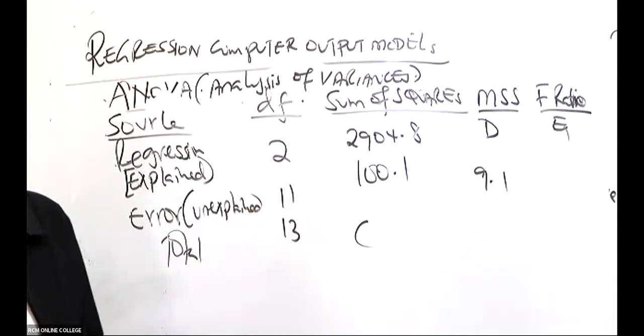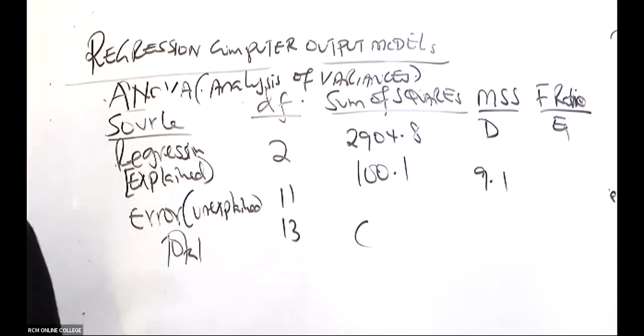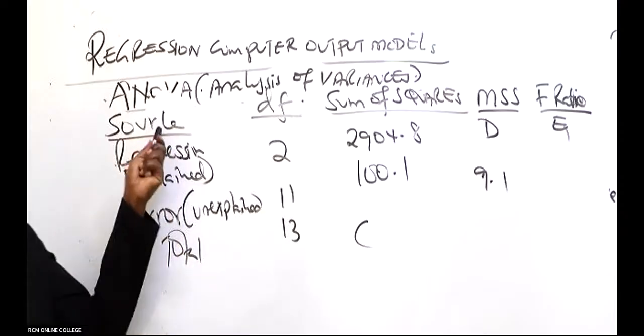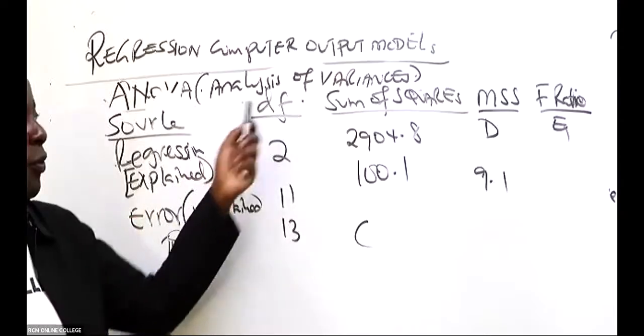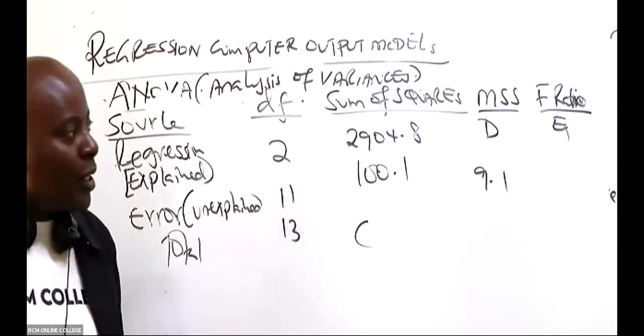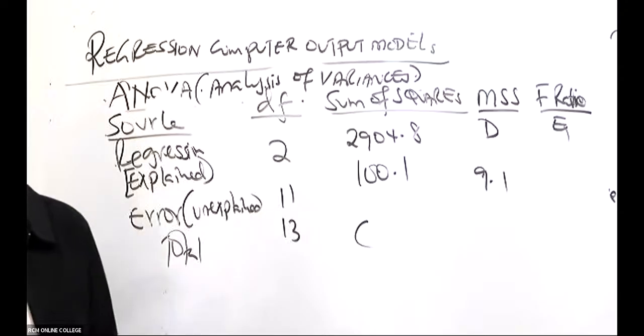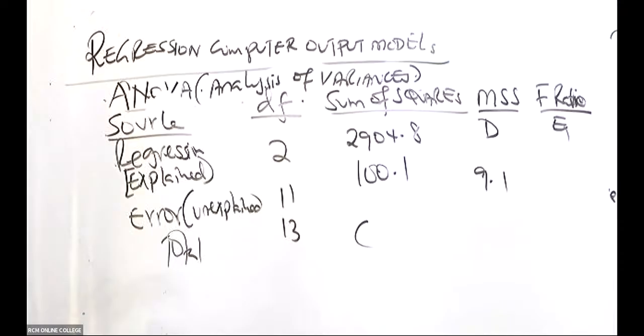Are you able to see the board now? I'll give you 2 minutes, you copy. So we have the source, regression, error. Then we have a column for degrees of freedom. We have sum of squares, mean sum of squares, and then we have F ratio. Once you finish writing, kindly mention there Y for yes.